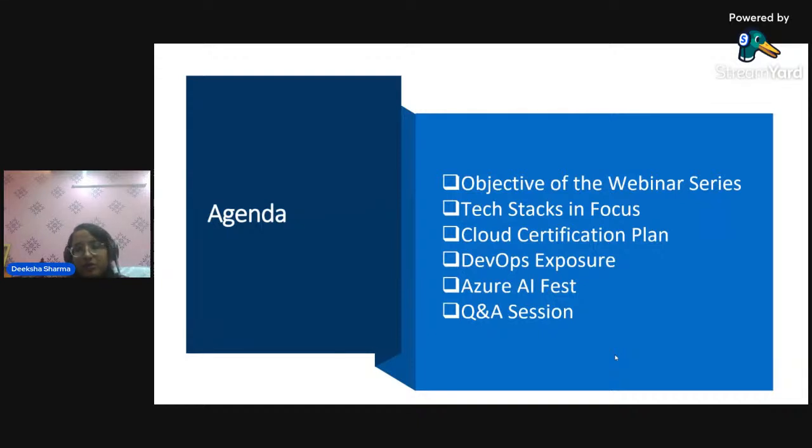Then we will talk about the cloud certification plans that you can choose. After that, we will see what Azure, GCP and AWS are, and what fundamental options you have if you are completely new and getting started. Then we will discuss DevOps exposure and AIML exposure. We will also look at how to enroll for authorized certifications, and how you can get vouchers and certification plans for free from Microsoft, GCP and AWS. And at the end we will spend some time on the Q&A session.